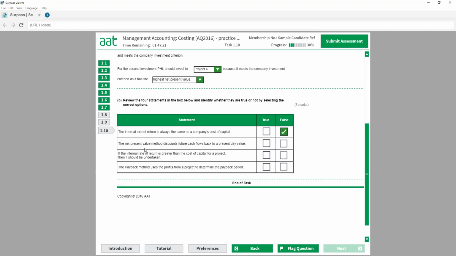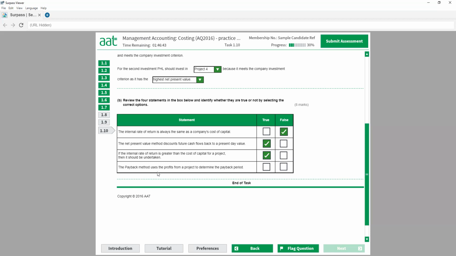The next one, the net present value method discounts future cash flow back to present value. That's true. Net present value means all the future return is brought into today's value. So all the money you're going to get in future, it brings to today's value. If the internal rate of return is greater than the cost of capital for a project, then it should be undertaken. That's true, because if my return is more than the cost, then I'll take it. For example, if my internal rate of return is 15% and the cost of capital is 10%, I'll take it because I'll have a profit of 5%.